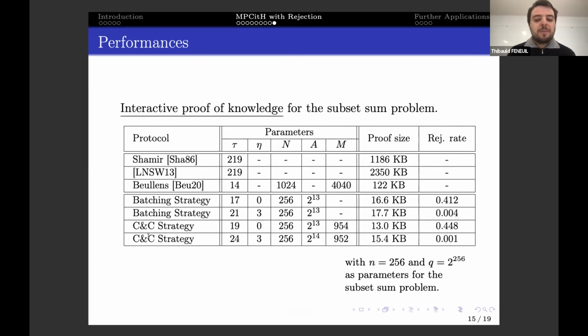Here are the performances obtained when building a proof of knowledge for the subset sum problem. We can achieve a communication cost below 20 kilobytes, while the former schemes have communication costs larger than 100 kilobytes. We applied our sharing technique to the subset sum case, but in our work, we show that we can apply this sharing technique to other applications. In our work, we propose 3 other applications.